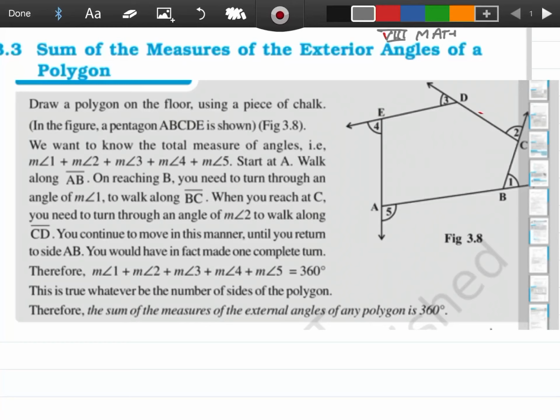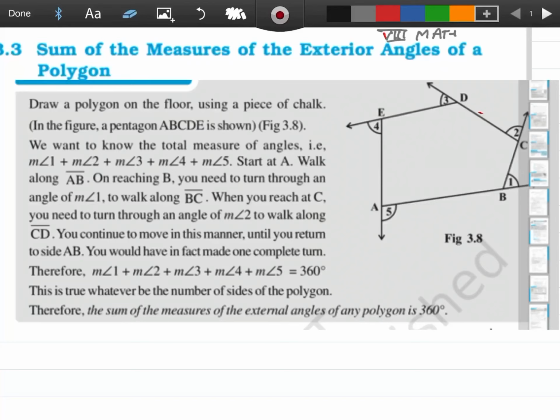Yes children, you can see the figure. In this figure, angles 1, 2, 3, 4 and 5 are all exterior angles. How many sides does this polygon have? It has 5 sides. This is a pentagon. You can count how many exterior angles there are: 1, 2, 3, 4 and 5. So we want to find the sum of these angles.